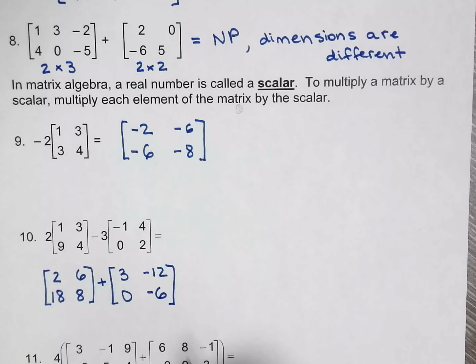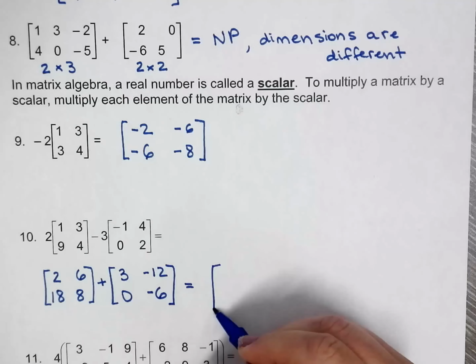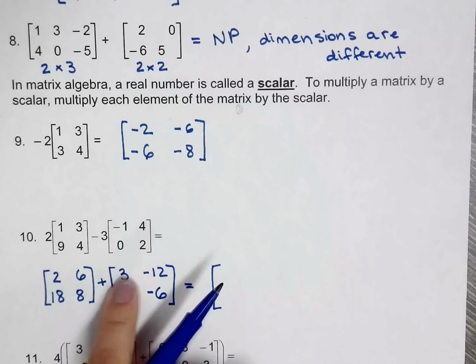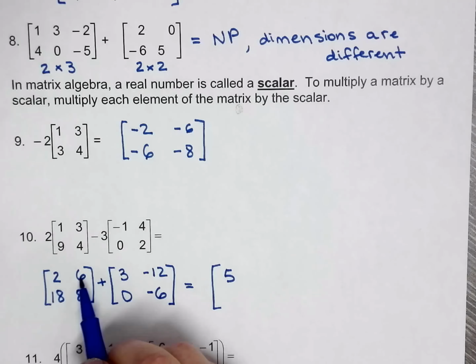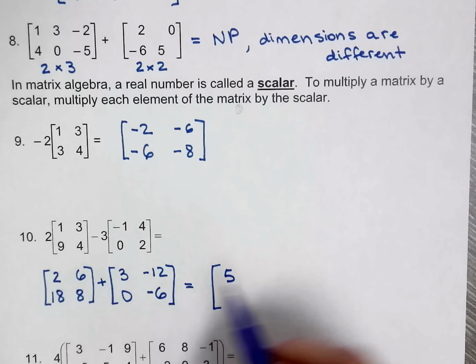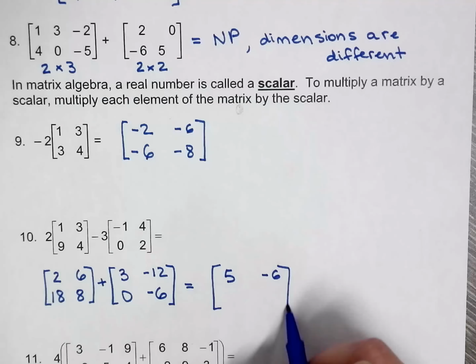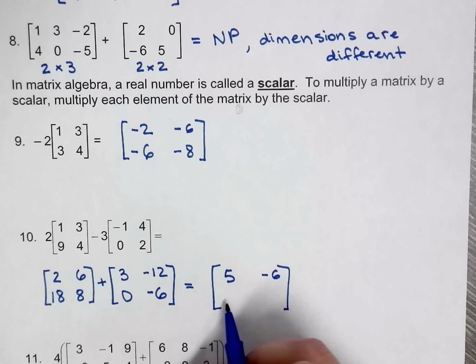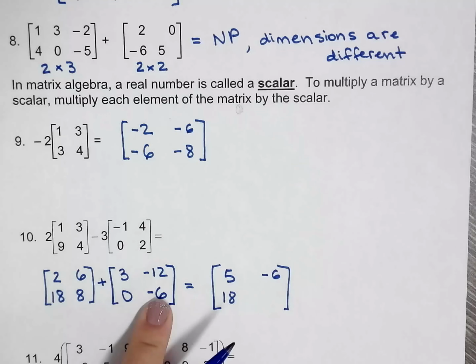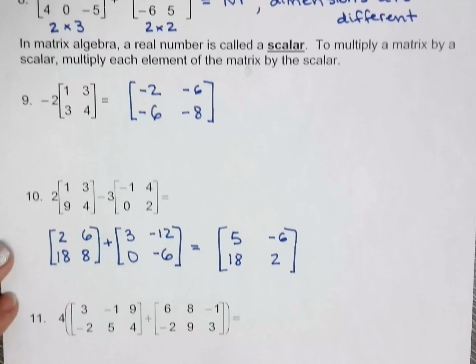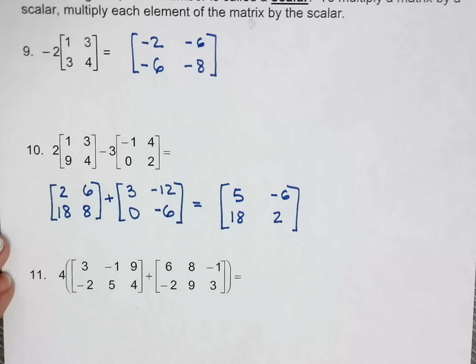Now we can just happily add them. 2 plus 3 is 5. 6 minus 12 is negative 6. 18 plus 0 is 18. 8 minus 6 is 2. Voila. Do we have time for one more?